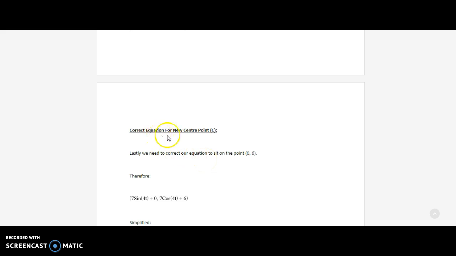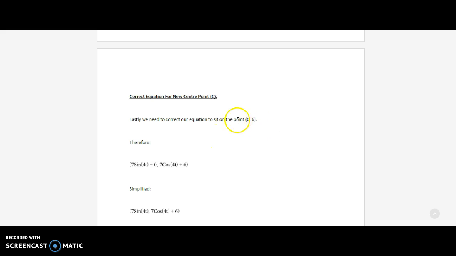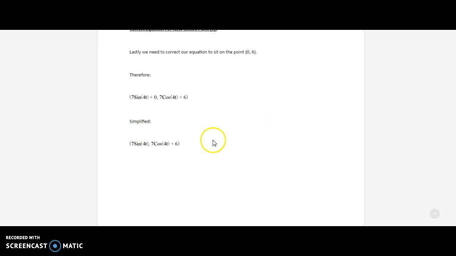Now we have to find the correct equation for the new center point. So our center point sits on 0, 6. Therefore, for every value of C, we substitute 0 and 6, where in the first part we substitute the X value and here the Y value. So it becomes 7 sine 4t plus 0 and 7 cosine 4t plus 6. If simplified down, it becomes 7 sine 4t, 7 cos 4t plus 6.